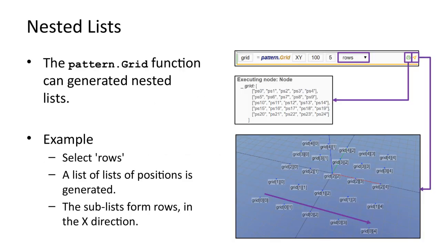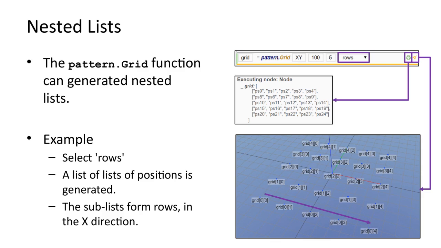Another way of using nested loops is for iterating over nested data structures. Nested data structures are very common. An example is a list of lists. A good example of a list of lists is the output returned by the pattern.grid function. Here, the function is generating a grid of positions, 5 by 5 in size. So a total of 25 positions will get generated.